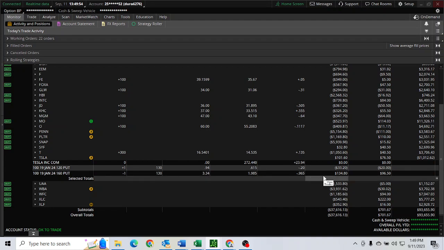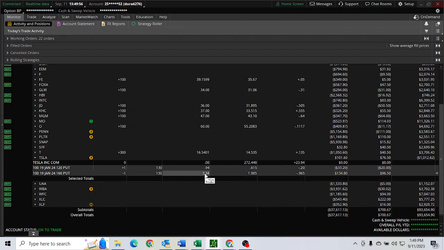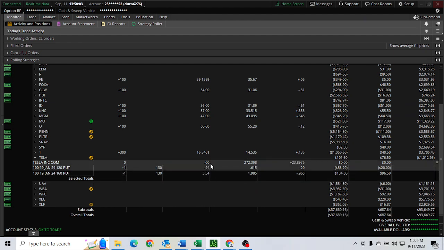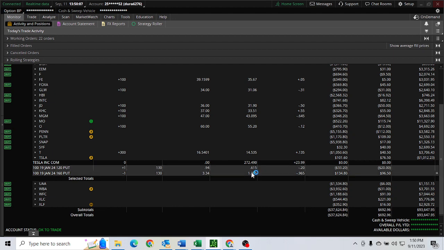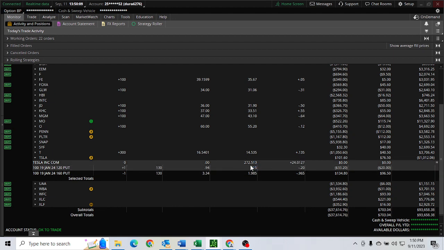But now look what happened. The 334 is now only worth 134 or only worth 198, and this 94 is only worth 61. So these have both depreciated based on the market going up. So what are my options now? What do I do? So let's take a look.